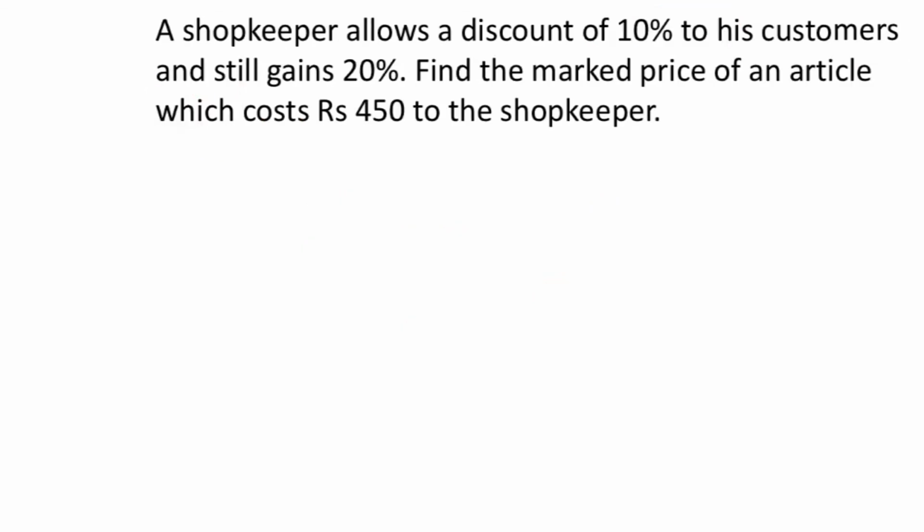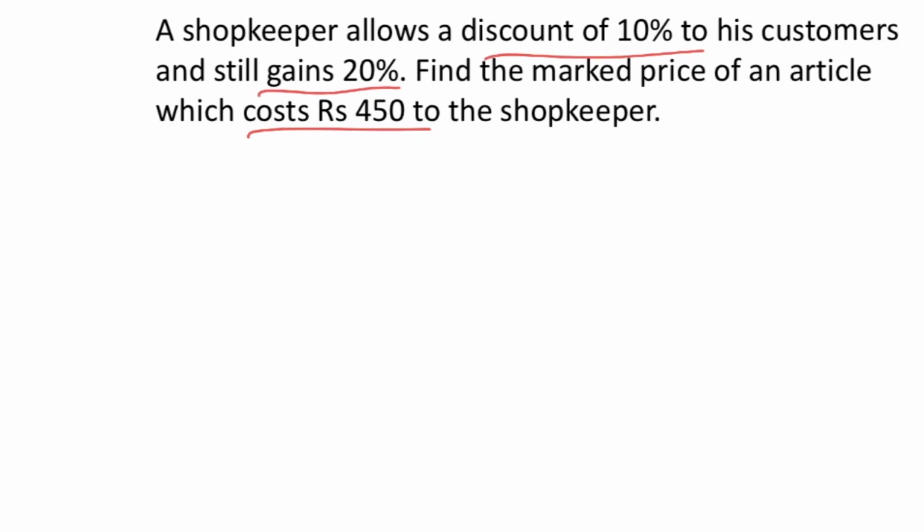A shopkeeper allows a discount of 10% to his customers and still gains 20%. Find the market price of an article which costs 450 rupees to the shopkeeper. Cost price is 450, gain percent is 20, discount is 10%.